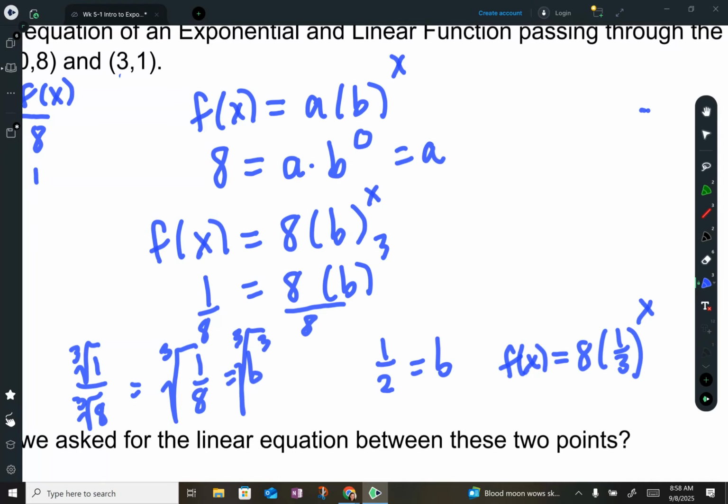So again, when you're solving for the equations of exponential functions, you always find the a value first and the b value second.